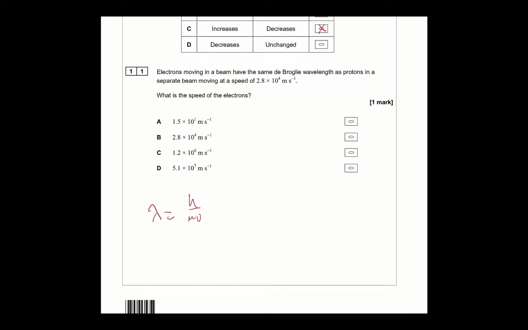So what we're saying is that h over m_e v_e is equal to h over m_p v_p. So the velocity of the electron, I'm just going to rearrange a little bit. Those cancel out. It's m_p v_p over m_e. Right. So back to my data table.